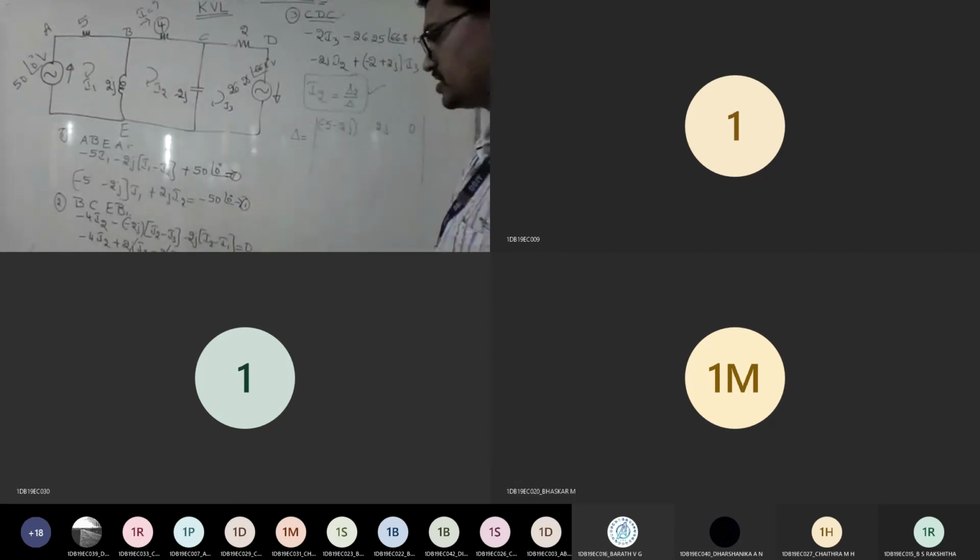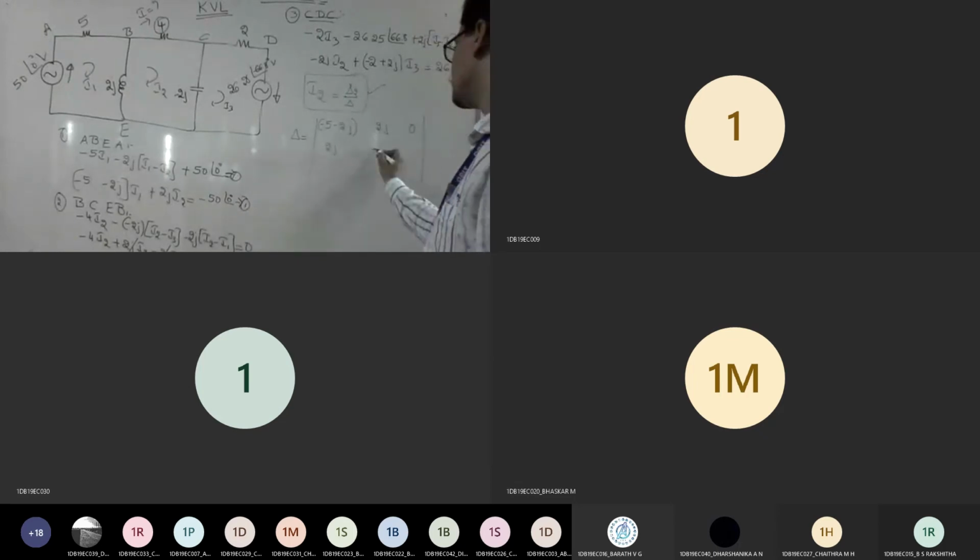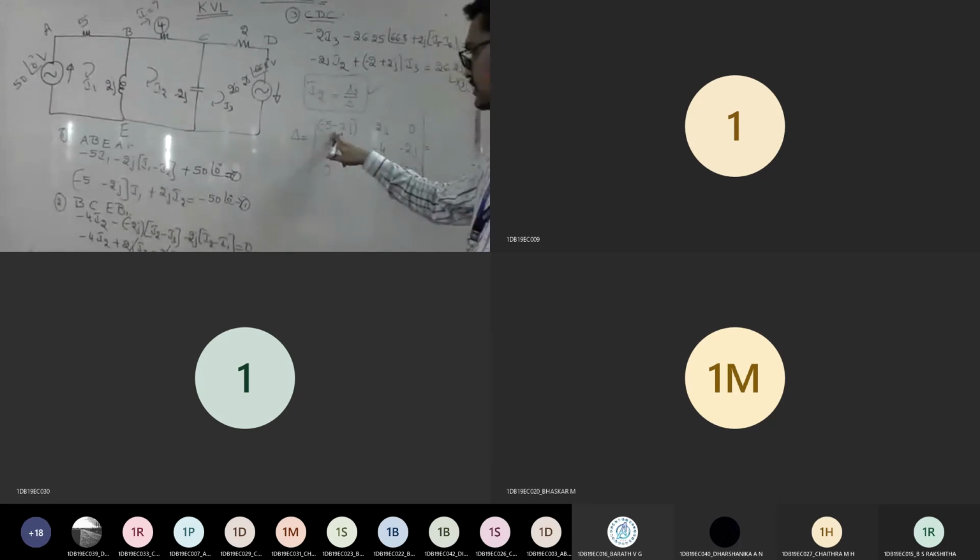From equation number 1, now equation number 2. So it's 2j, then minus 4, then minus 2j. And in the last equation I1 is not there, so 0. So this becomes minus 2j and this is minus 2 plus 2j. So this is the thing we left out. Now tell me what is the answer of delta? Find delta.